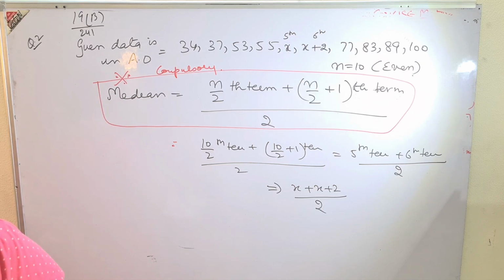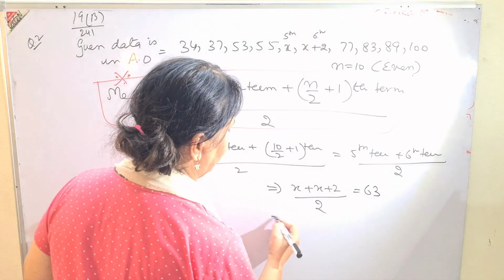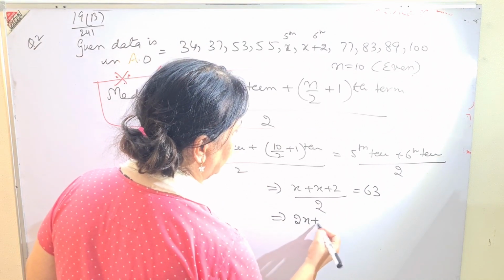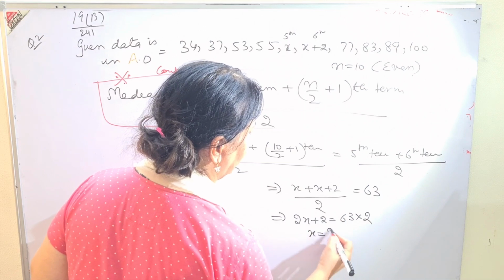Please read question number 2, second line. If their median is 63, so the median is already given to you, that is equal to 63. You have to calculate the value of x. So 2x plus 2 is equal to 63 into 2, and find the value of x.